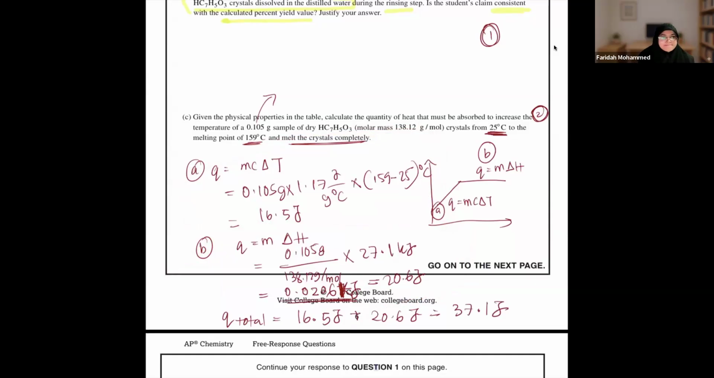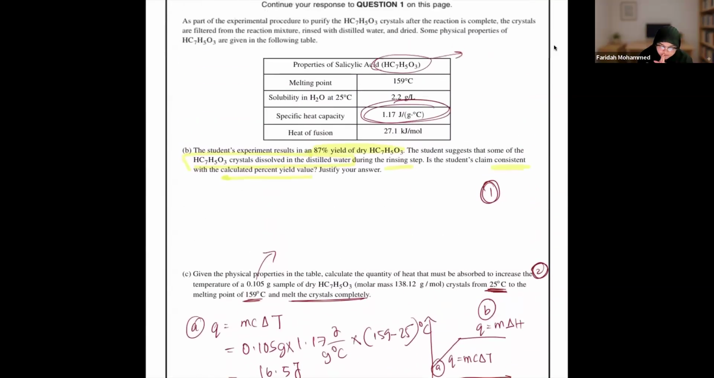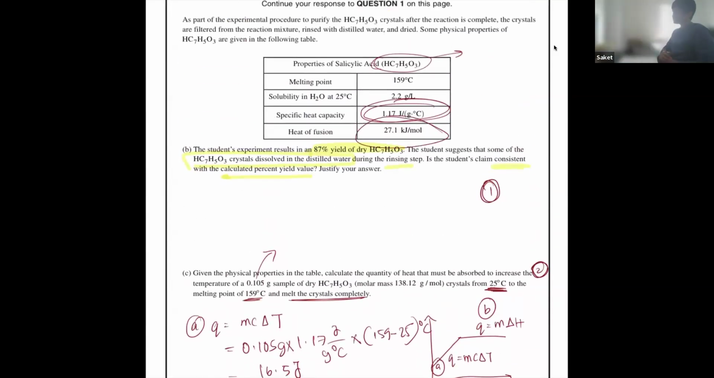Yeah, Raf? Did you have to draw the graph too? No. Okay. Any question? Yeah, Saket? How did you get 27.1 kilojoules? It's given on the top. Oh, yeah, okay.